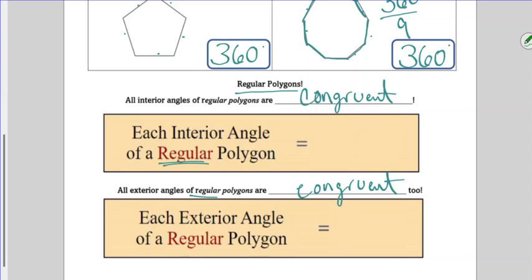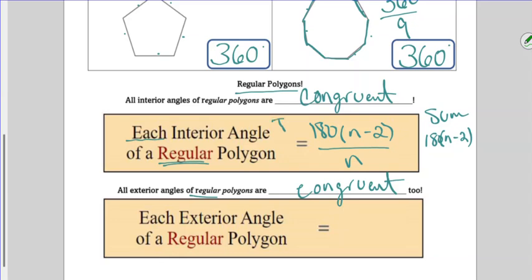So we're really just going to take what we found before about the sum and divide it by how many sides that we have. So the sum for interior angles was 180 times n minus 2, where n is the number of sides. So 180 times n minus 2 divided by the number of sides that I have will tell me what each interior angle is.